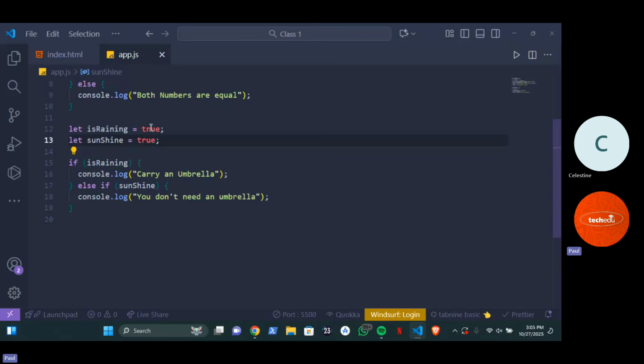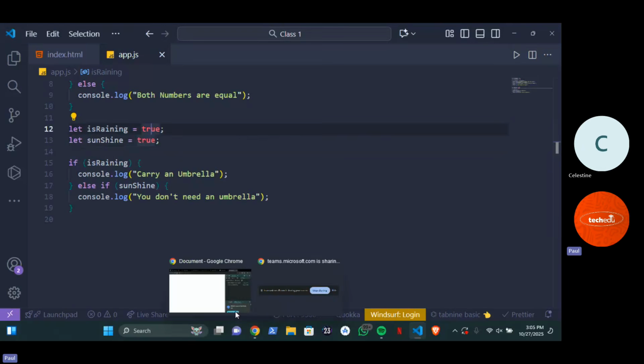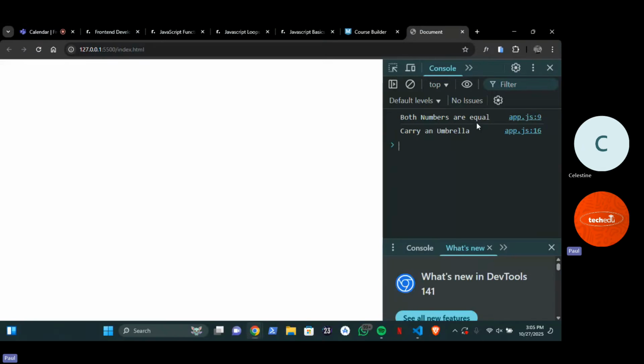And if your first statement is true, which takes us to the second reason, it wouldn't actually care if the other statement is also true. It's only going to print out the first one. So if you check it out now, what exactly are we going to have? We have carry an umbrella, because carry an umbrella is true.